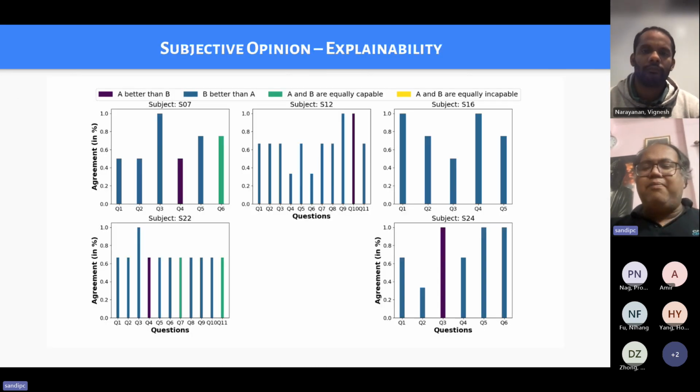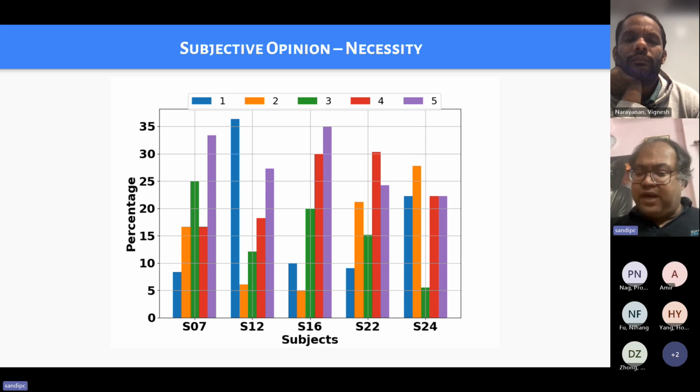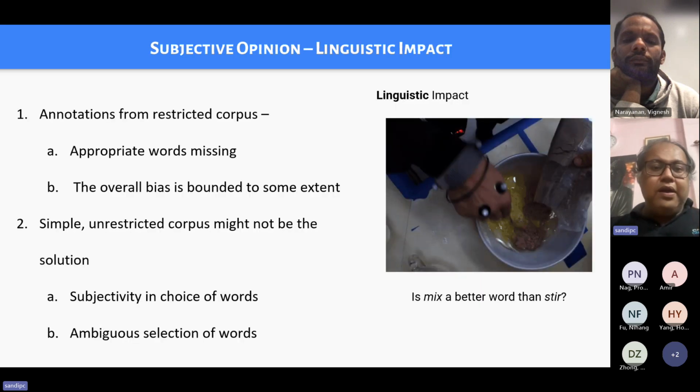We actually did a lot of human surveys to understand what is meant by explainability and whether such explainability persists in the existing labeled data sets. And interestingly, what we observed is that it does not. There are different kinds of subjective opinions across different activity labels.